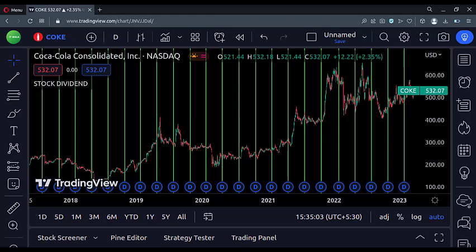So that's it. That's how you can programmatically find out if a stock has given a dividend or not.